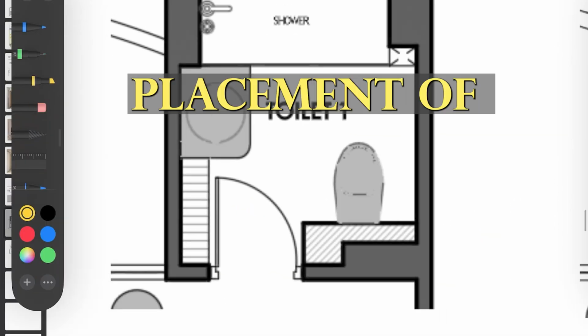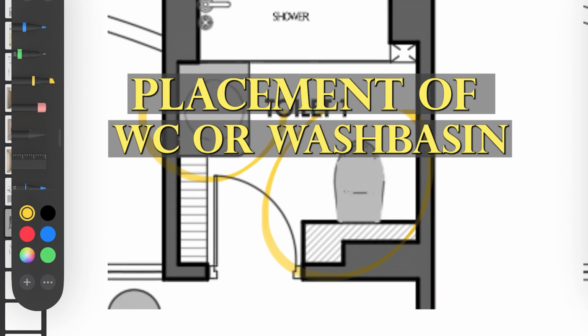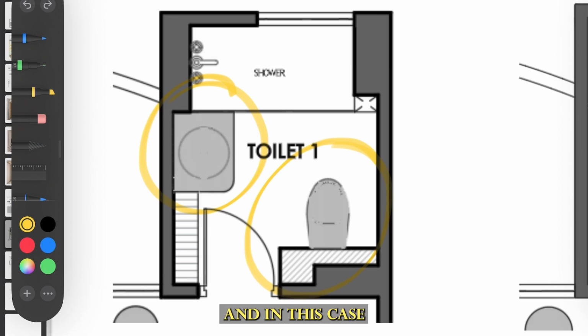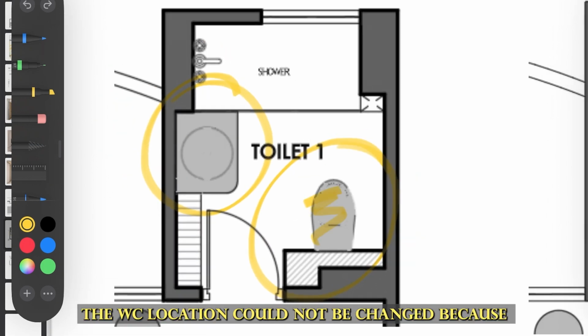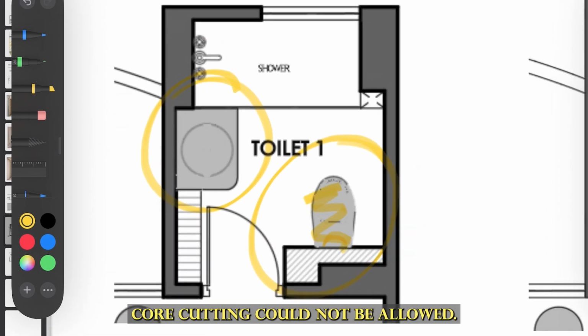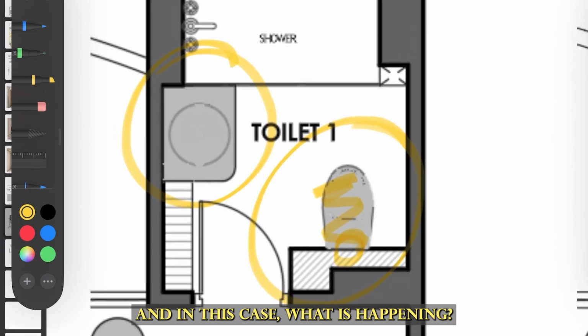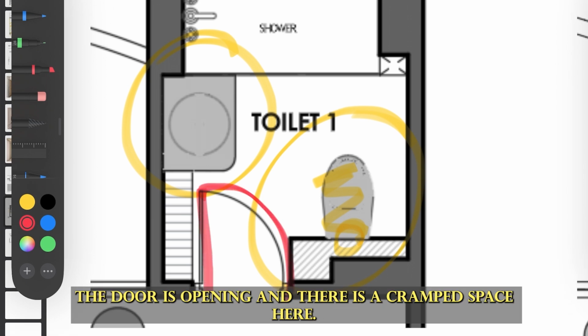Another point is placement of WC or wash basin resulting in a cramped layout. See, this is the condition that we got from a site, and in this case, the WC location could not be changed because core cutting could not be allowed. Now see, this was the layout that we had to work with, and in this case, what is happening? The door is opening and there is a cramped space here.